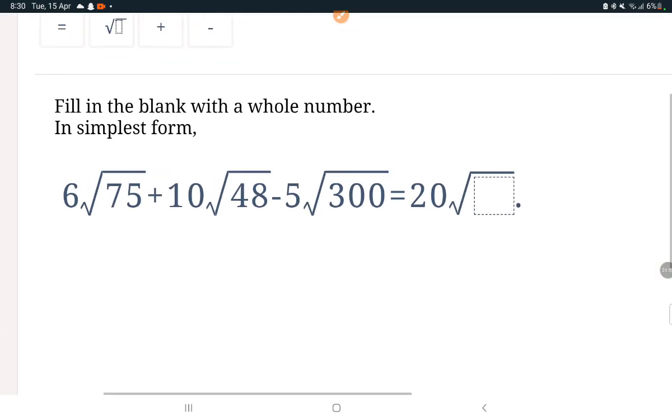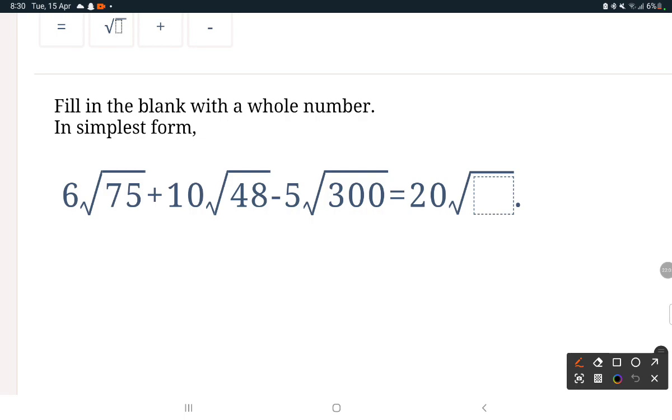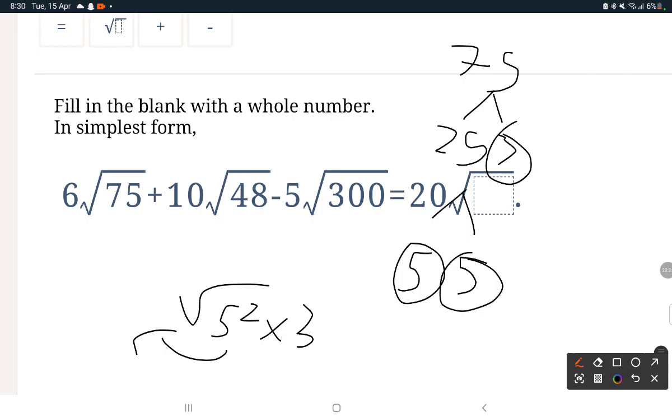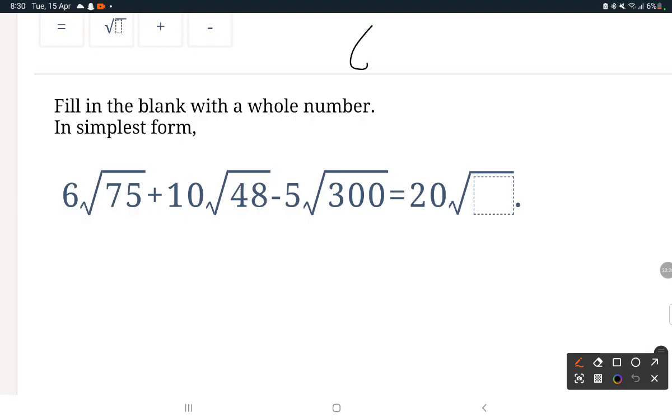Okay, so the most important thing, as I told you, the first step is to prime factorize. 75 is 25 and 3, 5 and 5. So you have 5 squared multiplied by 3. Take out the 5 squared, it's going to be 5 radical 3. And we have a 6 in the outside, so it's going to be 6 multiplied by 5, because when you take a squared number outside the radical, it's going to be multiplication. So 6 multiplied by 5, it's going to be 30 radical 3.